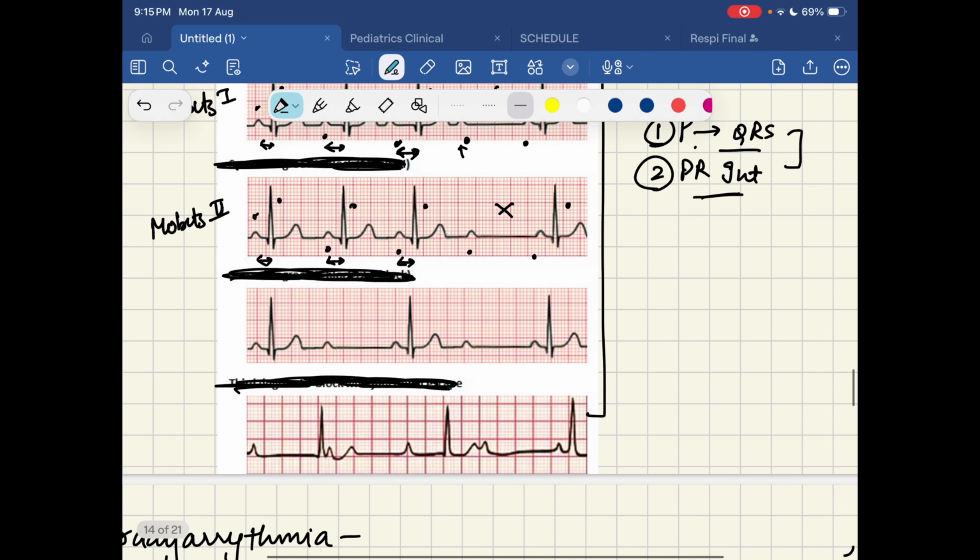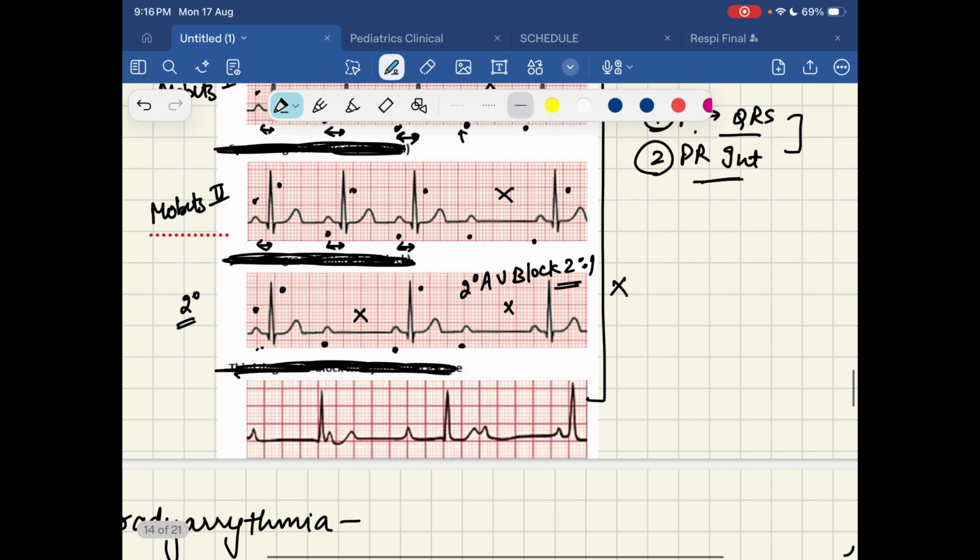And this ECG is another variant of second degree AV block. See, every P is followed by QRS, but this QRS is dropped, this QRS is dropped. So for every 2 P waves, 1 QRS is dropped. So this is second degree AV block with a 2:1 ratio. This is not important, but the Mobitz 1 and 2 is important.